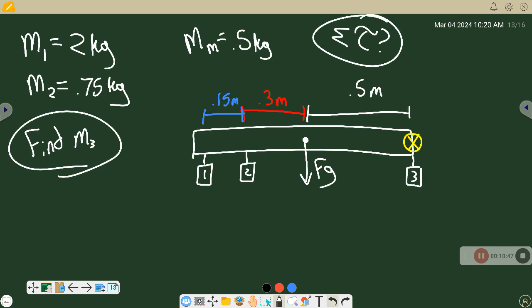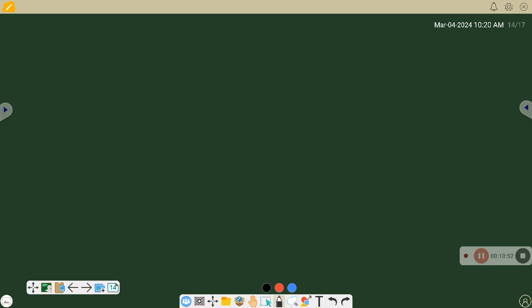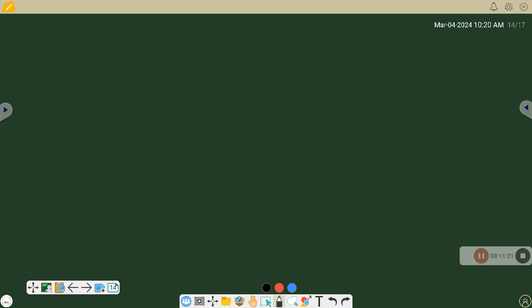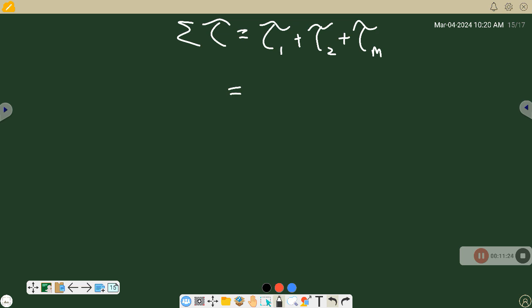I know that they're all pointing the same direction because they're all on the left-hand side here of the pivot point. So we have the torques: torque from object 1, torque from object 2, torque from the center of mass, right? Now notice I didn't put object 3 on that list because its lever arm is 0. It's right at the pivot point. Its lever arm is going to be 0, so it is going to apply 0 torque to the system. Okay, let's start solving here.